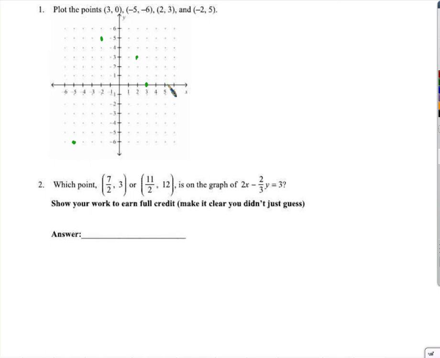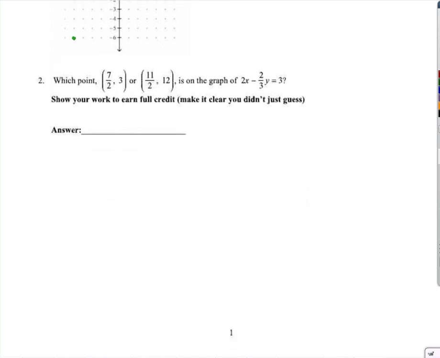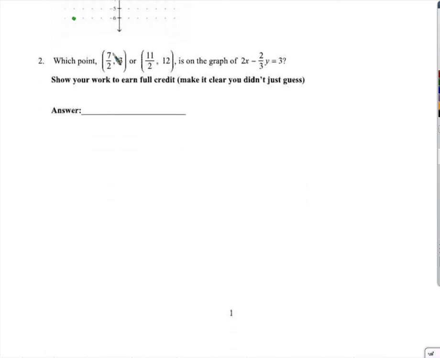Okay, we'll talk about why we connect points in other cases, right? Why do I connect points on a number line or whatever? Okay, so we'll get there. I'll explain why that is, but that was just plot these 4 points. That was it. All right, so which point, this or this, is on the graph?